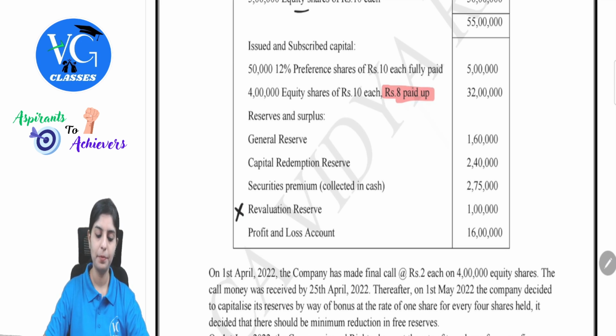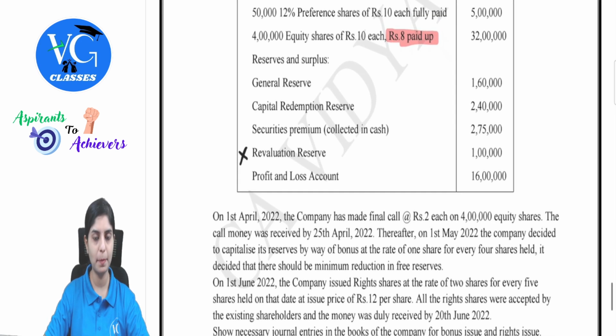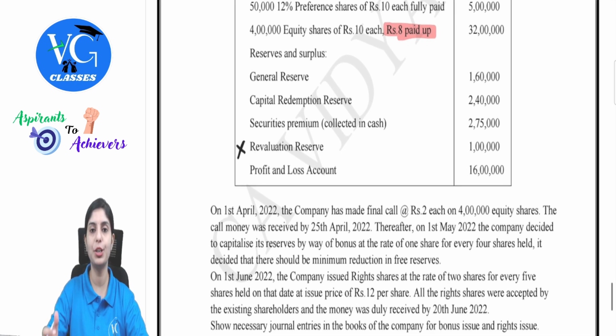On 1st April, the company has made a final call at rupees 2 each on 4 lakh equity shares. Because 8 was paid up, they will have to anyway convert it into fully paid up shares. The call money was received by 25th April. Thereafter, on 1st May, the company decided to capitalize its reserves by way of bonus at the rate of 1 share for every 4 held. It is decided that there should be minimum reduction in free reserves.